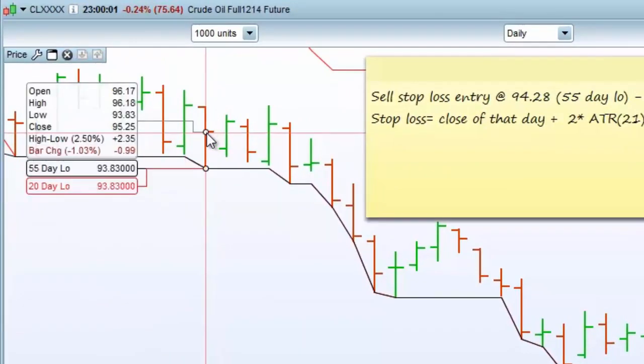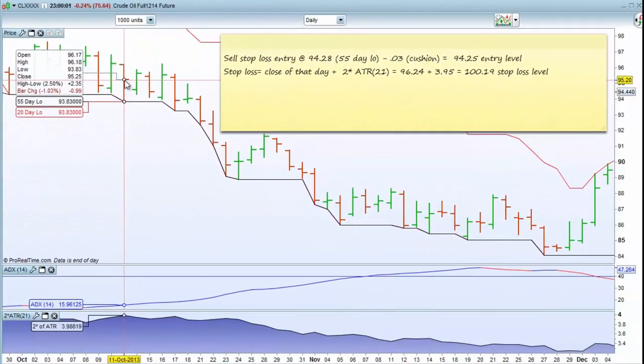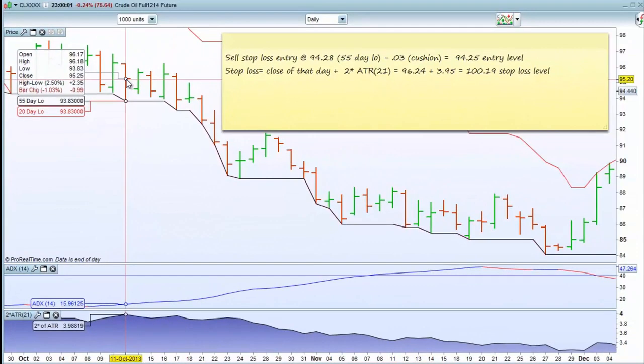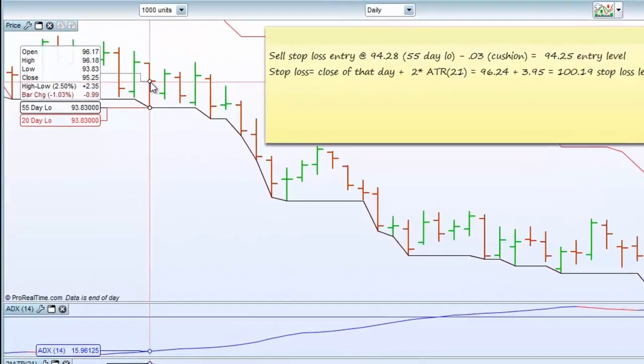The next day we have a new lower close. So what do we have to do? We have to adjust the stop. So the new stop on this day will be the new low close, 95.25, plus the 2 times ATR, which if you look at the bottom, the bottom left box says 3.988. And I'll round that up to 3.99. And now my new stop loss will be 99.24 the next day.